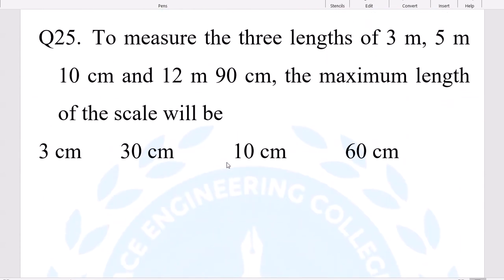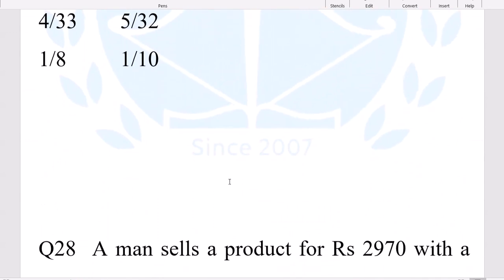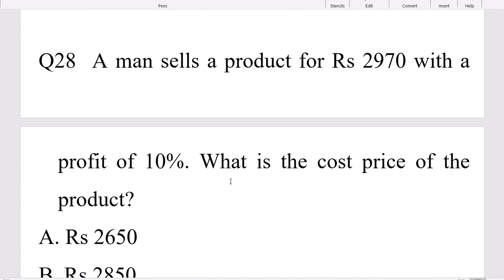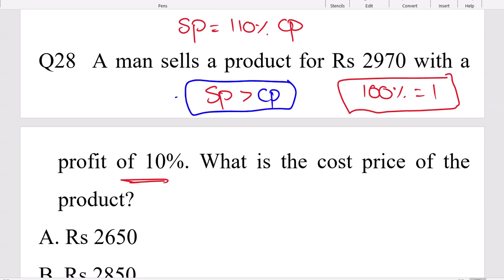Question number 28. My dear friend, when profit is 10%, selling price must be equal to 110% of cost price. When profit is 10%, this is the relation between SP and CP. 100% means 1, no profit, no loss. If I write SP equal to 100% of CP, there is no profit, no loss. Gain means SP should be more than CP. That is why we write 110%.